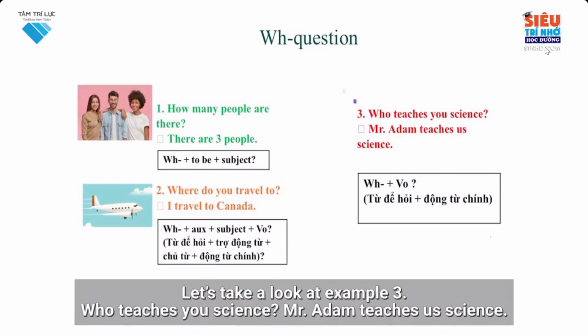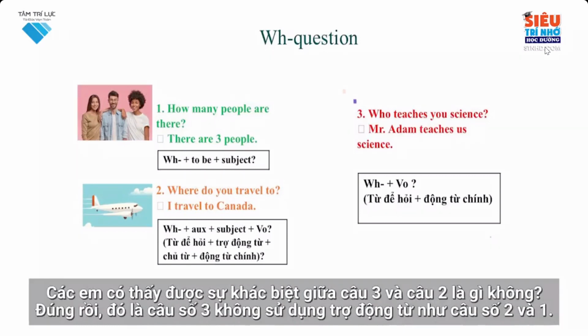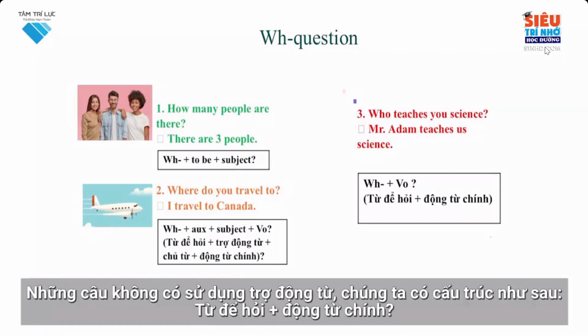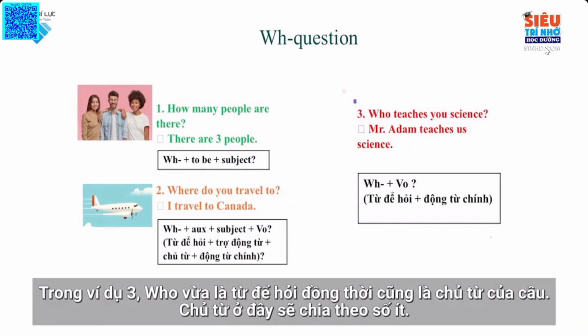Let's take a look at example 3. Who teaches you science? Mr. Adam teaches us science. Do you see the difference between question 3 and 2? Yes, question 3 doesn't have an auxiliary verb. The question without auxiliary verbs, we have the following structure, WH plus verb. In example 3, who is the question word and the subject of the sentence. The subject is considered singular.